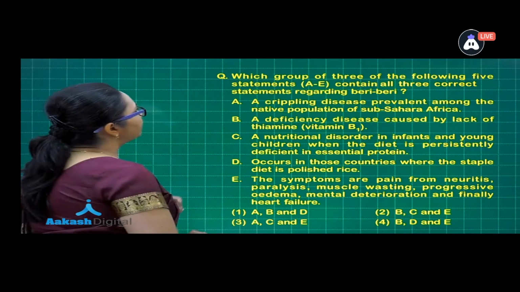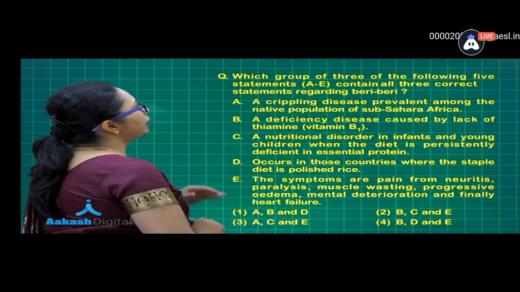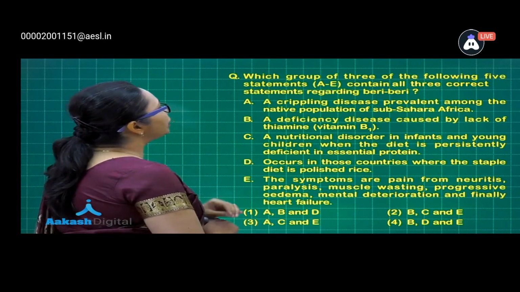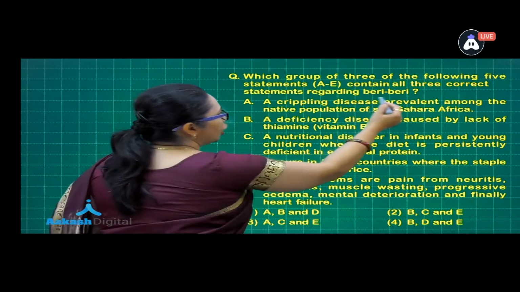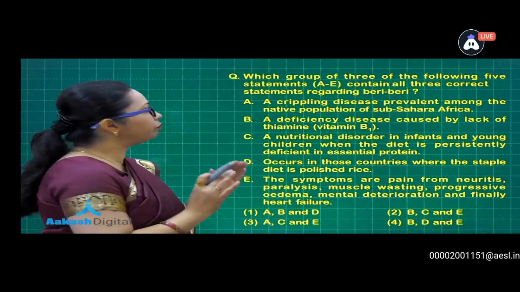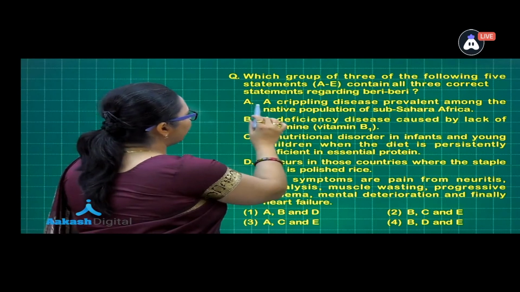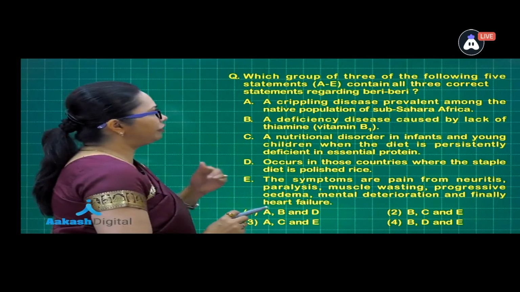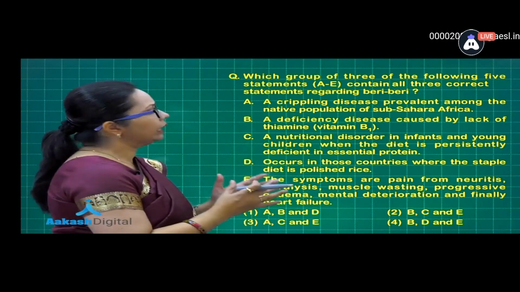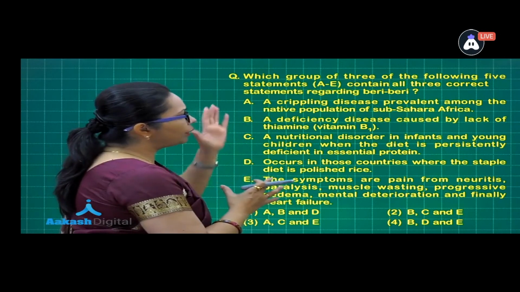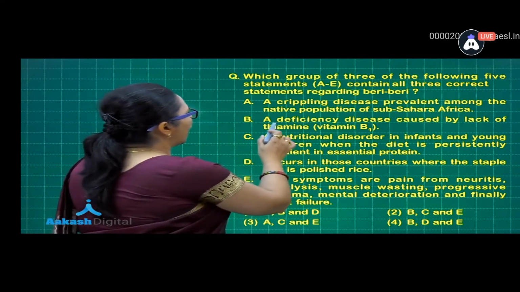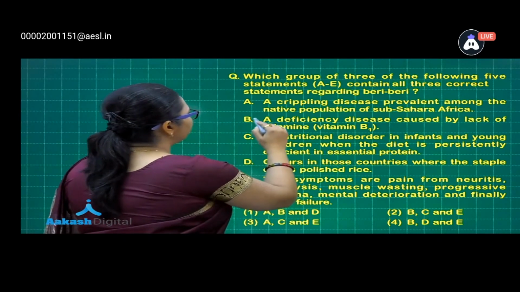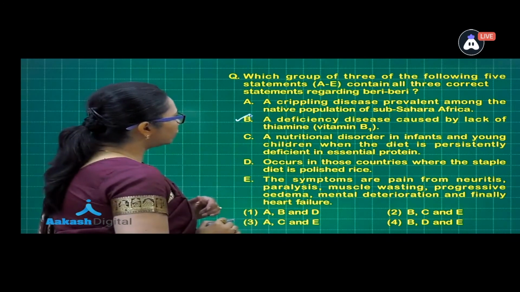Now one more question. Which group of the following five statements contains all three correct statements regarding beriberi? Now beriberi is deficiency of vitamin B1. So A says a crippling disease prevalent among the native population of sub-Saharan Africa. This one is basically the disease common in this area is kwashiorkor. B, a deficiency disease caused by the lack of thiamine, that is vitamin B1. Now this statement certainly is correct.